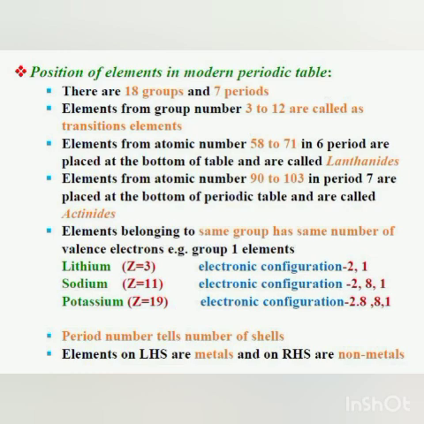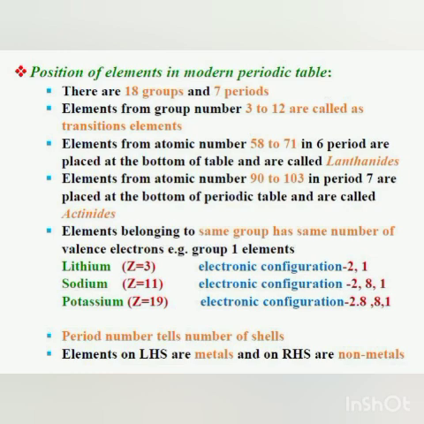In the same way you can see in period 7, from atomic number 90 to atomic number 103, all the elements are placed at the bottom of the periodic table. And here actinium is the first element, having atomic number 89. So all the elements after 89, that is from 90 to 103, are called actinides.